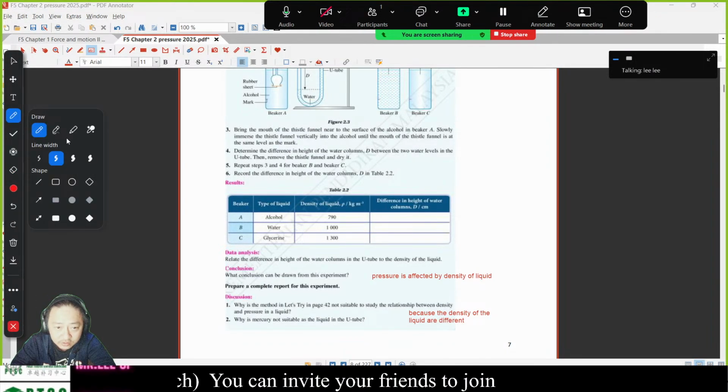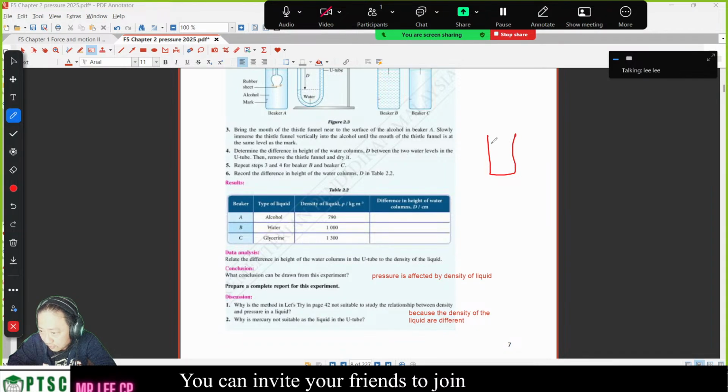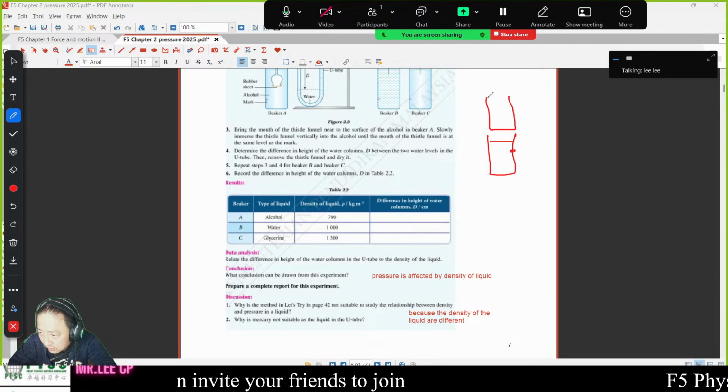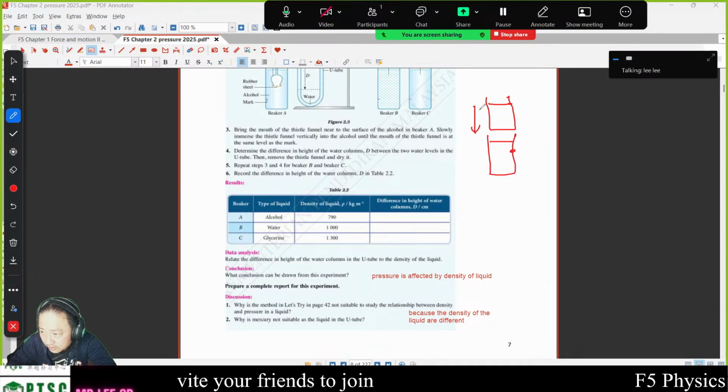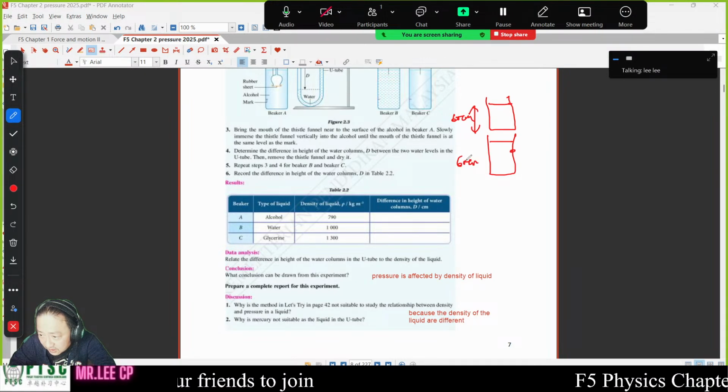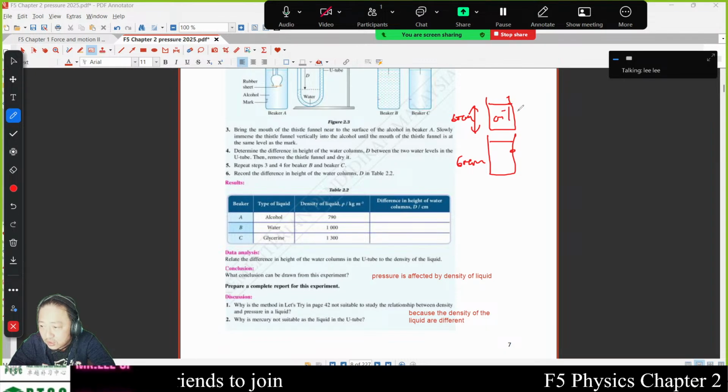You see how I do it. This one you make one hole, and then the same thing. This one you make one hole, right? This one, for example, is 60 cm. This one is 60 cm. Okay, this one is oil. This one is water.